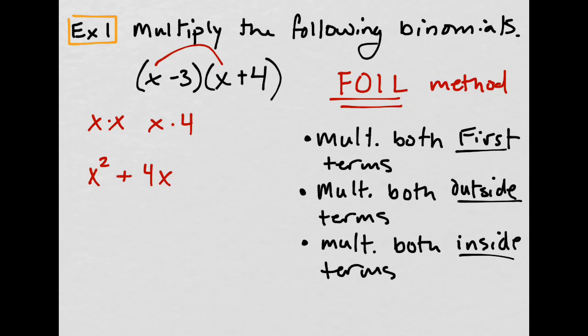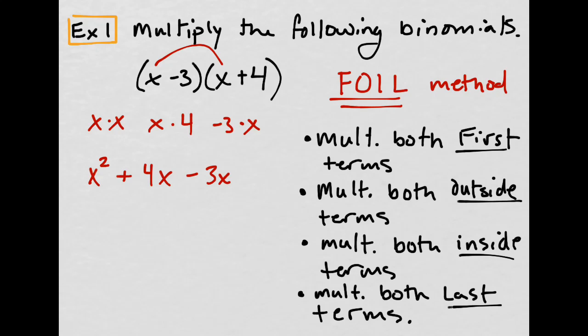The next part is the I. That means multiply the inside terms. That's negative 3 times the x there. Negative 3 times x is just negative 3x. Okay, what's the last one? Last means you multiply the last terms. That's negative 3, the last term, and 4, the last term in the other binomial. Negative 3 times 4 is negative 12.